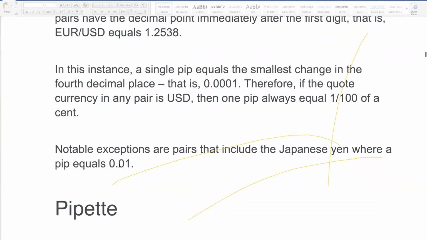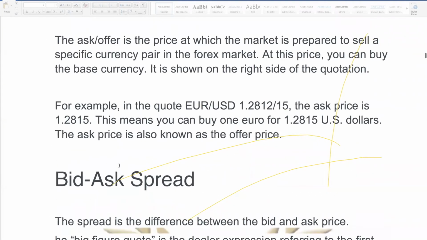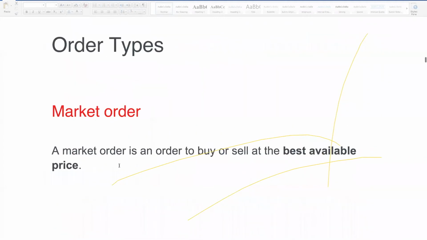Okay, let me now go to, yeah, I spoke about order types.